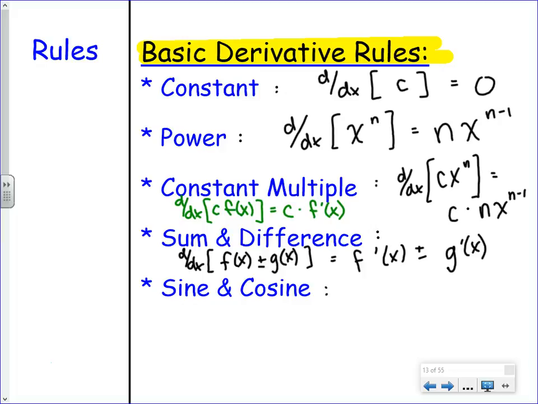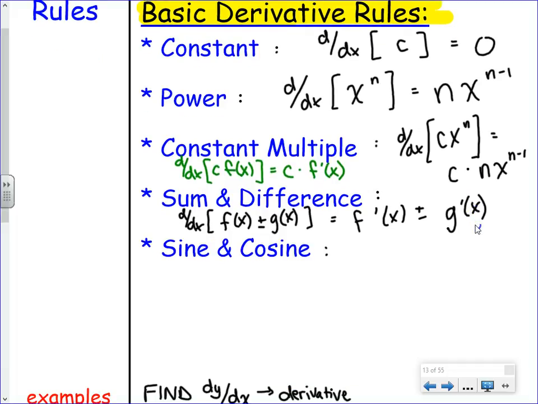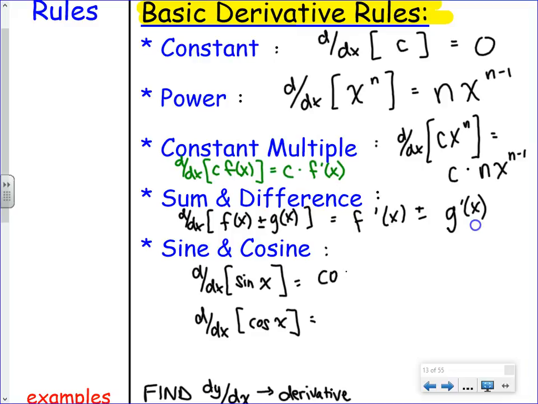And then last but not least, sine and cosine. The derivative of sine. Now, you guys know there's more trig than sine and cosine, but we're just starting off with the basics. And the basics include sine and cosine. They're the fundamental building blocks of the rest of trig. Strange as it may seem, the derivative of sine is really just cosine. And the derivative of cosine is really just negative sine.